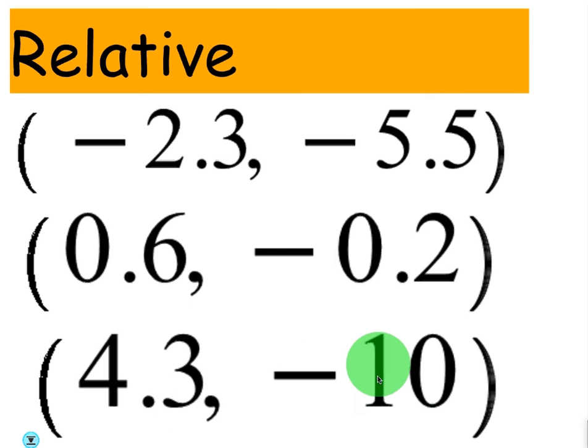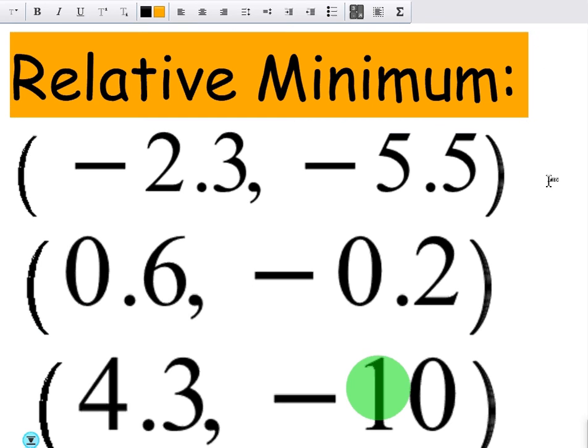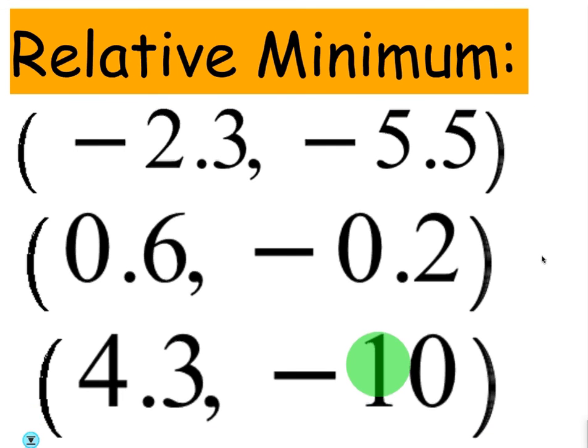3 relative minimums. And I don't know why the word minimum went away right there. That's weird. Was it there before? That's so weird. That just disappeared. Okay, whatever. All right, anyway.